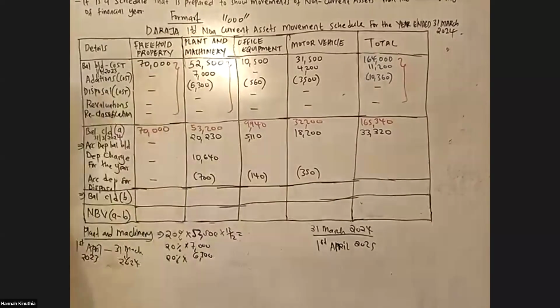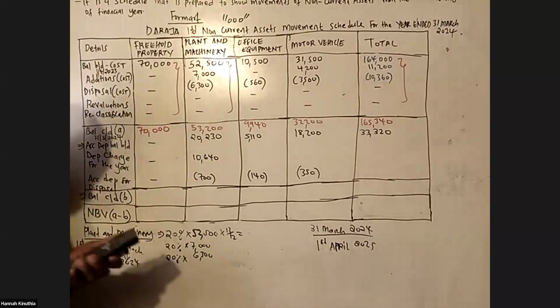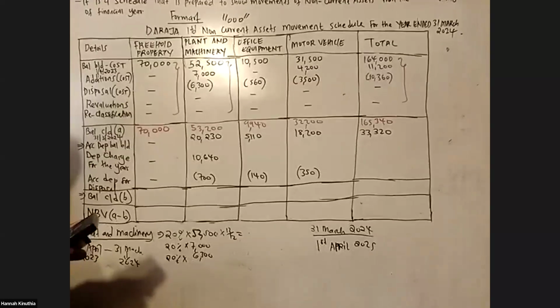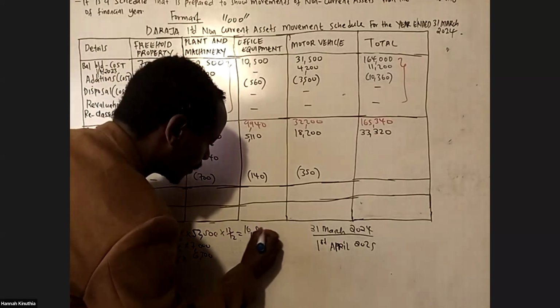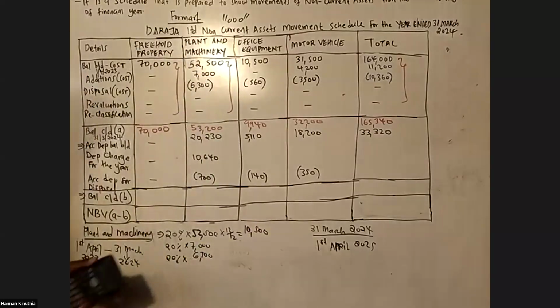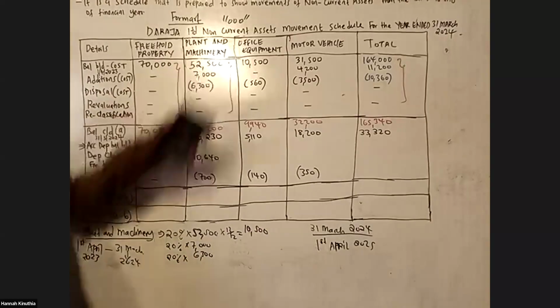It was there throughout the year. So 12/12 ilitumika the whole year. Haikuuzwa. So hiyo 52,500 tunajua ilikuwa the whole year. So unasema 0.2 times 52,500 times 12 over 12. Unasema ni ngapi? 10,500.